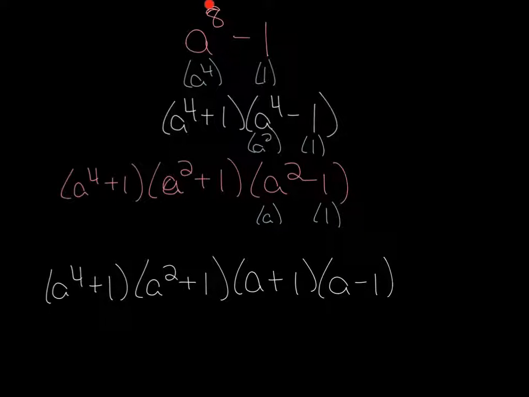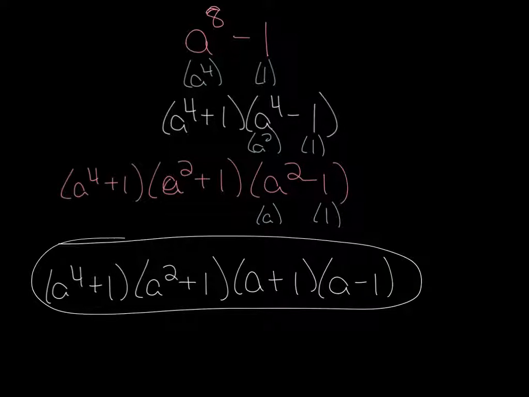So if they use a power of 2, 4, 8, 16, 32, and they use 1 as the other part of the binomial, you could be factoring a while. So make sure you pay attention. If you were to re-multiply all of this, and I would start down here and then multiply by that and then multiply by that, you will end up with a to the 8th minus 1.